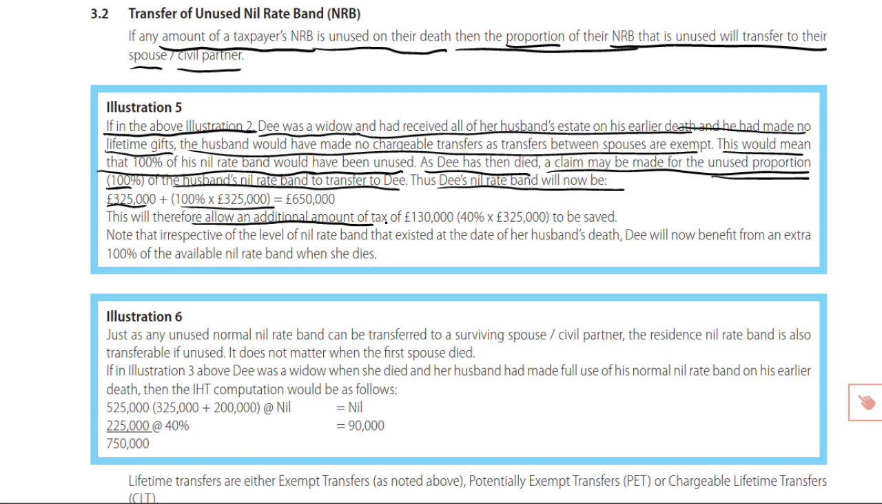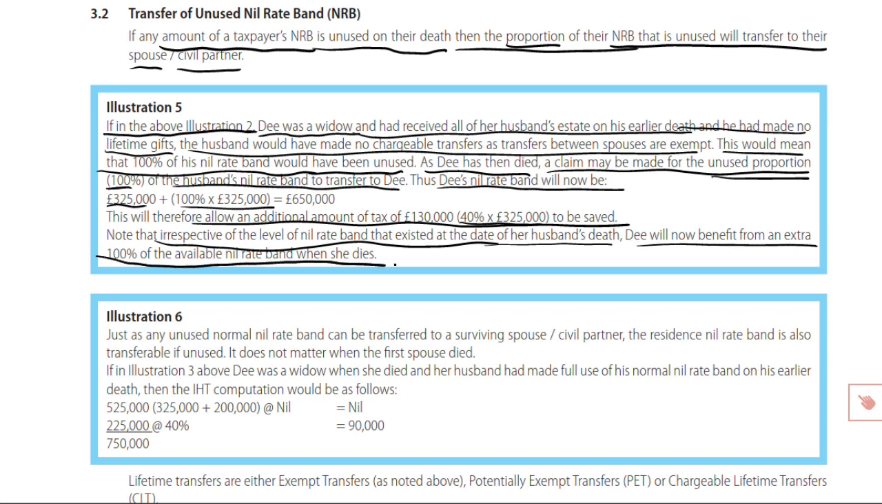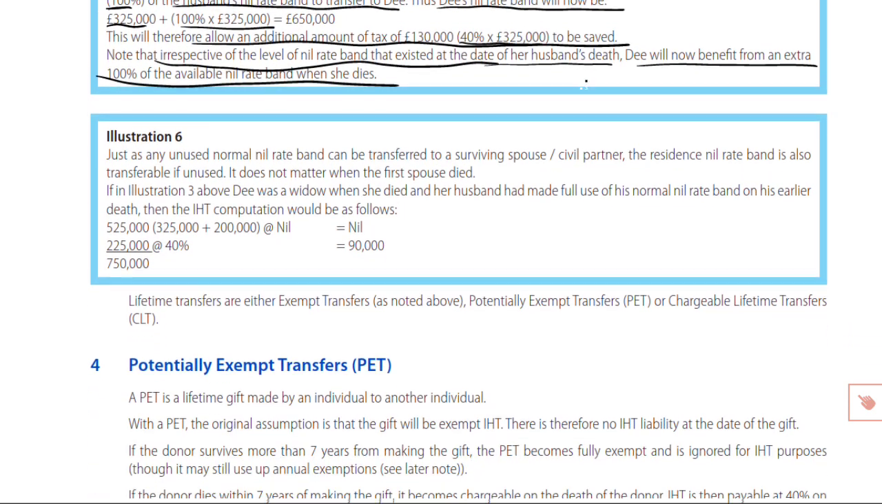So what would it do in D's case? It would allow an additional amount of tax of 130,000 to be saved, i.e. you've taken another 325,000 out of the 40% band and put it back into the nil rate band. Note that, as we've been saying, irrespective of the level of the nil rate band that existed at the date of the husband's death, whether it was 325 then or a lower figure, D will now benefit from an extra 100% of the available nil rate band when she dies. It's even better.